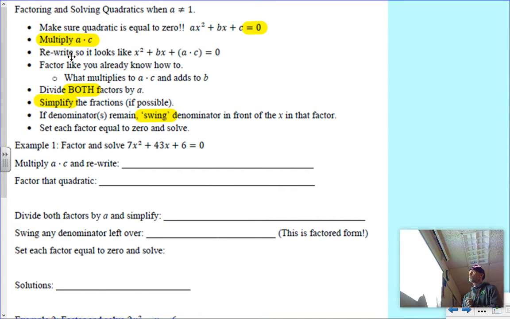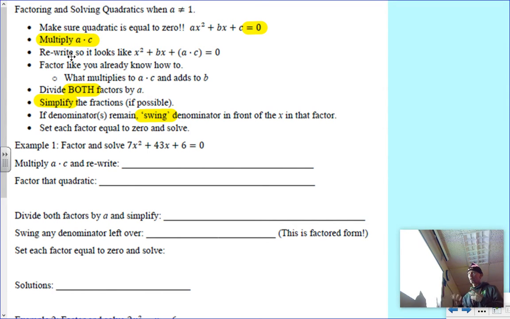So we're going to continue with our factoring quadratics series of videos. In the previous video, we talked about how to factor quadratics if a is equal to 1, or if the a can be factored out like a GCF. Today we're going to talk about when a is not equal to 1.